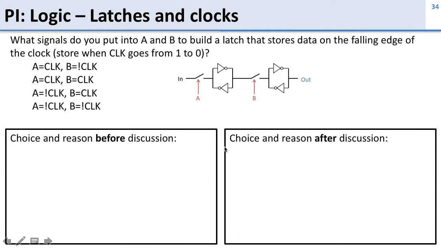Let's take a look at latches and clocks. Here we've got a latch here. What signals do we put into A and B to build a latch that stores data on the falling edge of the clock?